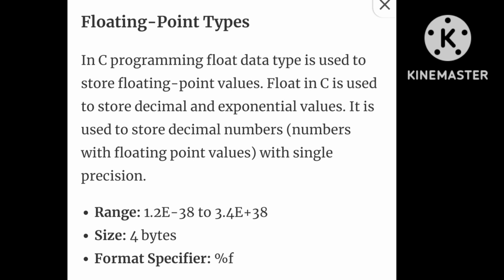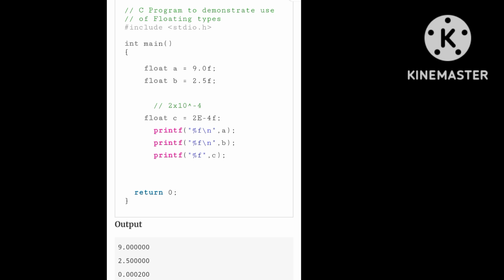Floating point types. In C programs, the float data type is used to store floating point values. Float in C is used to store decimal and exponential values. It is used to store decimal numbers with floating point values or with single precision. Range is 1.2e-38 to 3.4e+38. The size is 4 bytes. And this was the program to demonstrate use of floating types, and the output is 9.2.5 0.002.